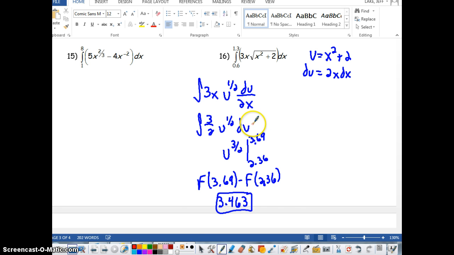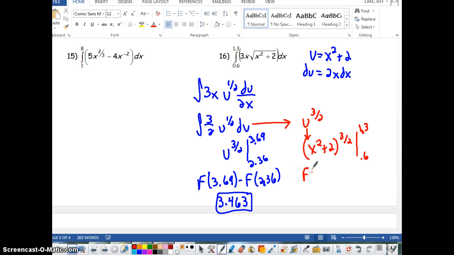From here, after you integrate, you're going to end up with u to the 3 over 2. That's still true. Well, what if I want to replace my u with my x squared plus 2? That's fine, you can do that. So now this is going to become x squared plus 2 all to the 3 over 2. And the bounds that you're going to use for this are going to be the original, so this is the 0.6 to the 1.3. These bounds, again, are in terms of x. These bounds over here are in terms of u. That's why we converted the original bounds to the u.